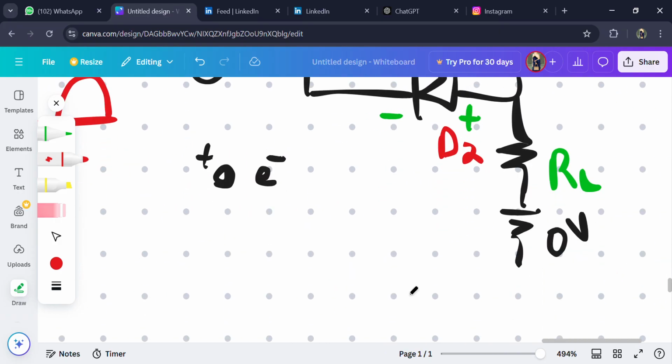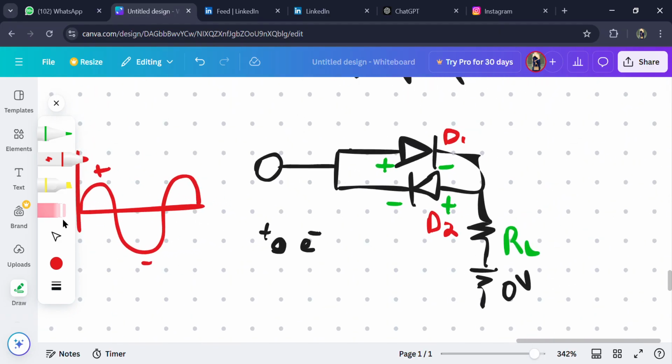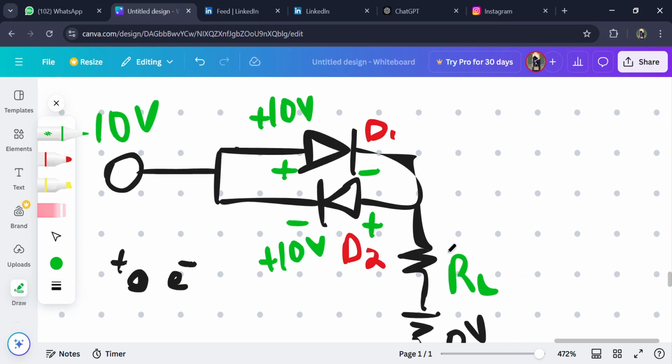For full wave rectification, first let's consider the positive node of the AC current. Let's say that we are providing 10 volts. The magnitude of the volts for both of the diodes will remain the same. If we are providing positive 10 volts, positive 10 volts will go to the PN junction and positive 10 volts will reach the NP junction. The volts will remain the same.